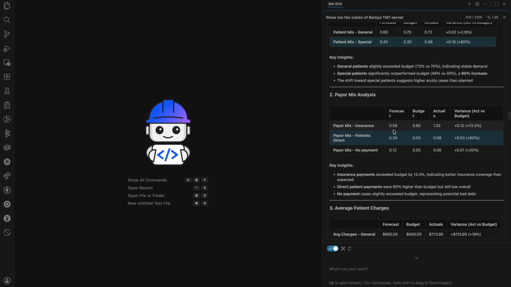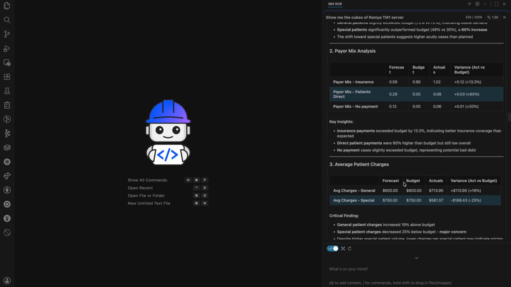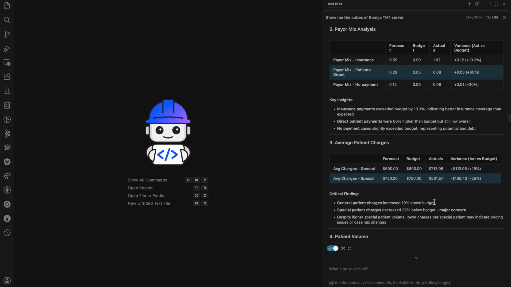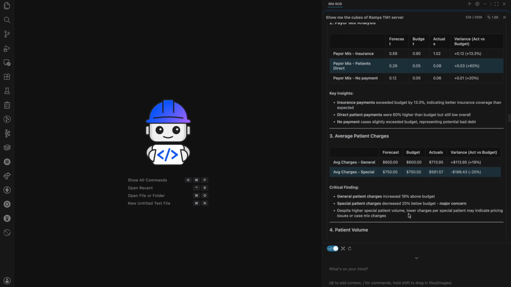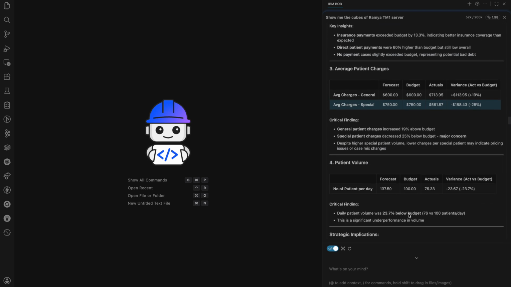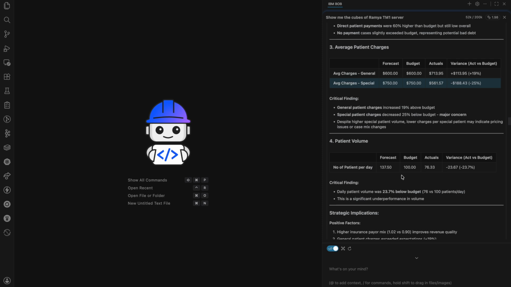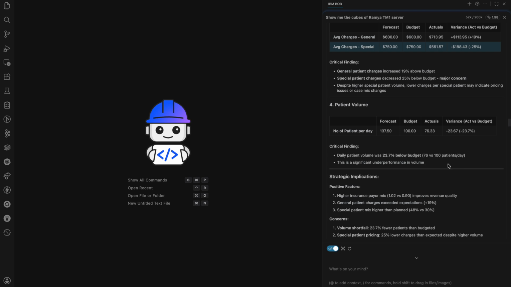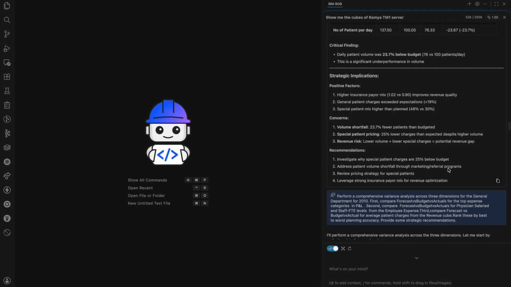The average insurance patients pay more reliably and also at higher rates. And when it comes to average patient charges, the actuals are 714 for general and 561 for special, whereas the budget and forecast are both flat at $600 and $750 respectively. The special patient charges are 25% below budget, which is a matter of concern. Also, the actual patient volumes are around 24% below expected, which is significant underperformance in volume.